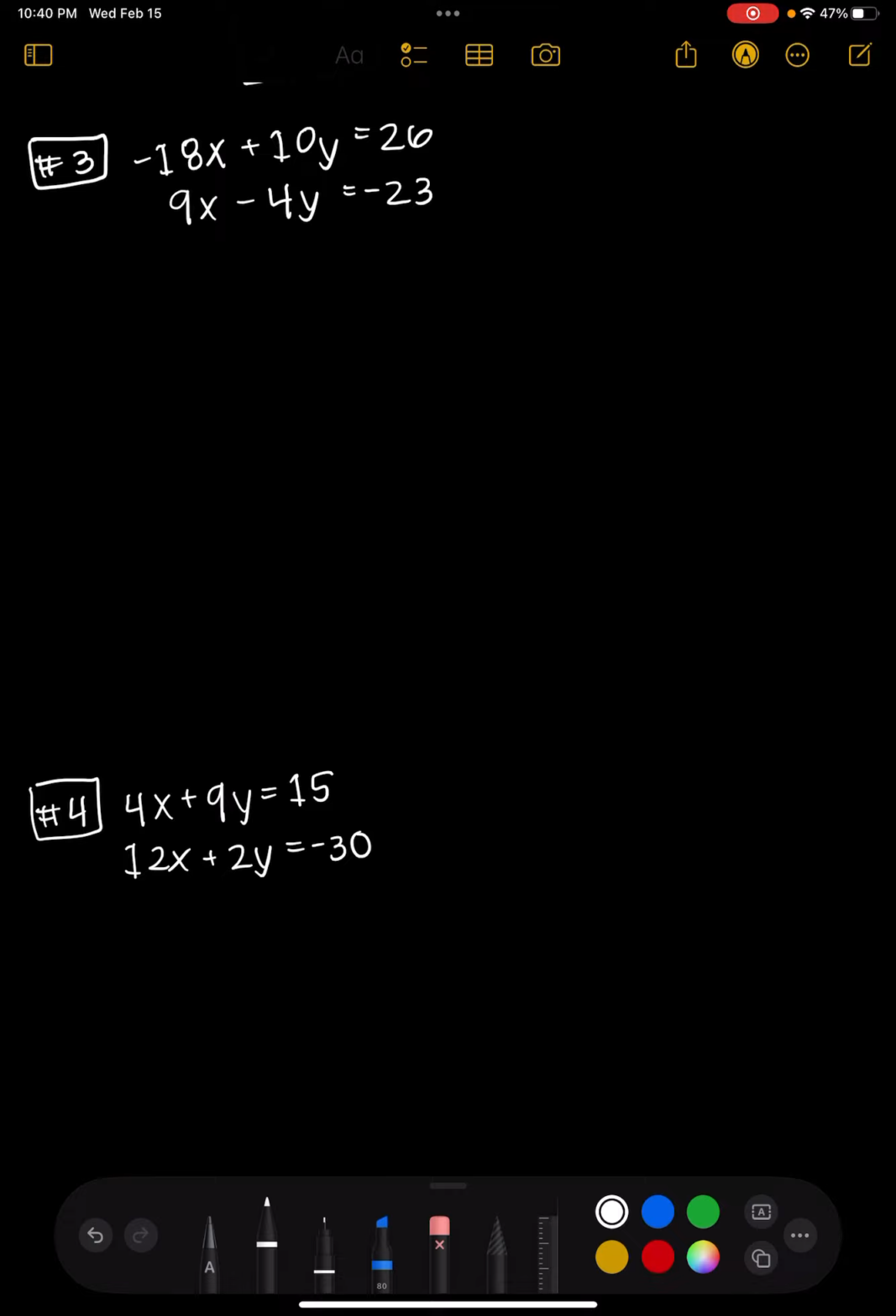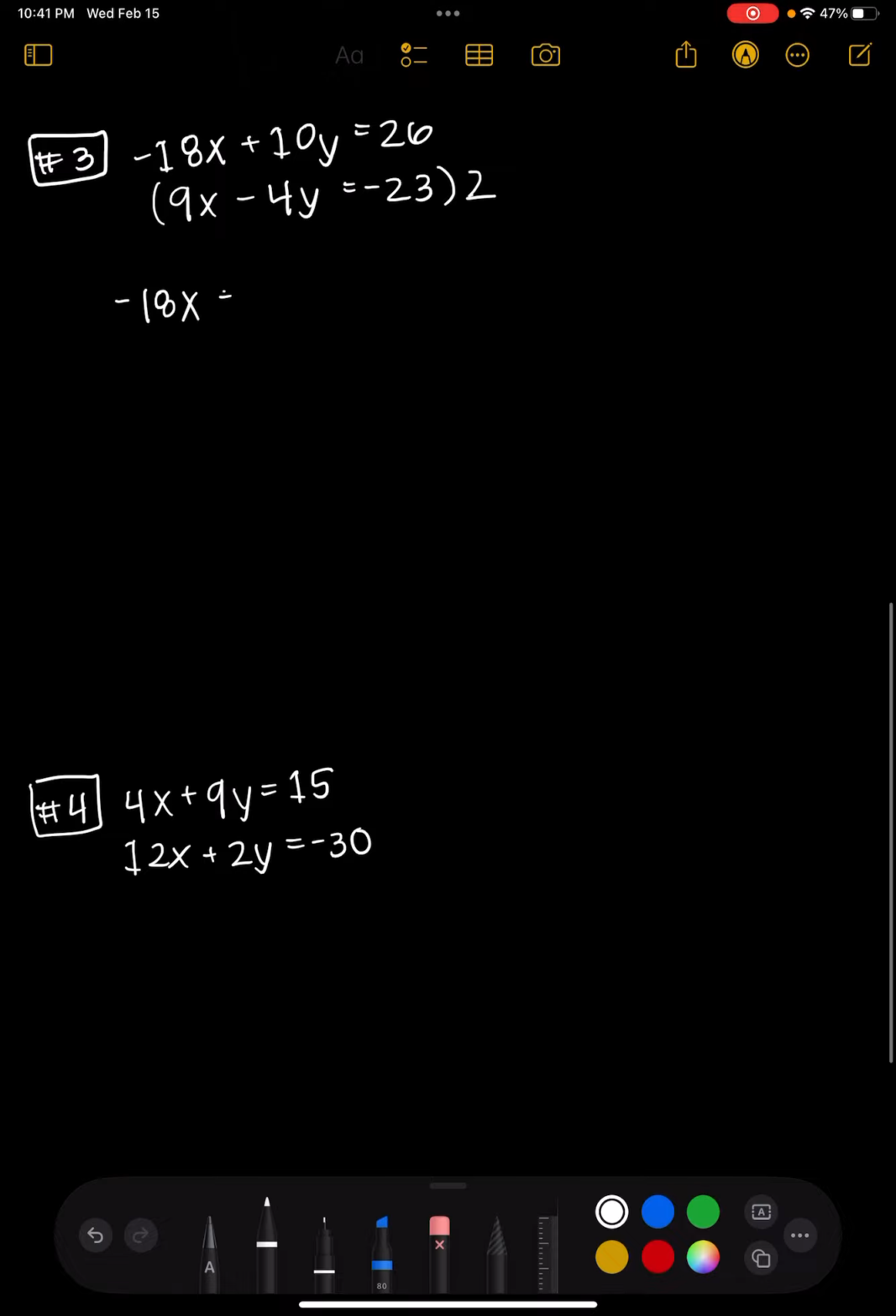So if you look at the x's, you have a negative 18x and a positive 9x. Well, if I multiply this whole bottom equation by 2, then the 9x will turn into a positive 18x, which will cancel out with the negative 18x on the top. So that's exactly what I'm going to do. I'm just going to rewrite the top equation first. And then on the bottom equation, we're multiplying everything by 2. Remember, you have to multiply everything in the equation.